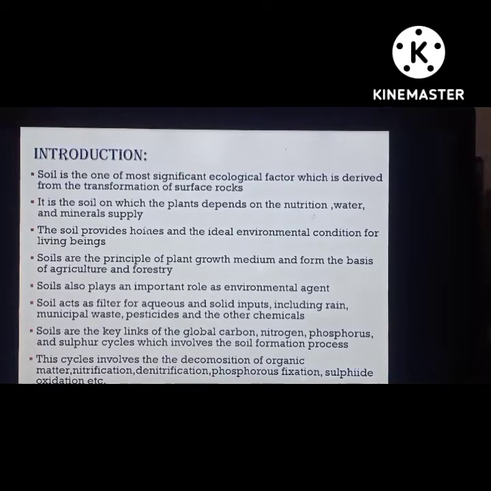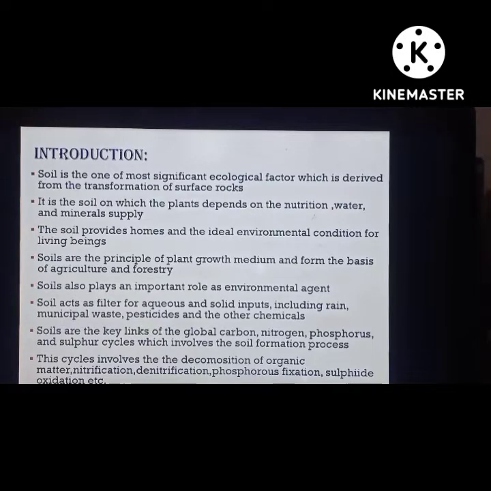Soils play an important role as an environmental agent. Soil acts as a filter for aqueous and solid inputs, including rain, municipal waste, pesticides, and other chemicals. Soils are the key links of the global carbon, nitrogen, phosphorus, and sulfur cycles, which involve the soil formation process. These cycles involve the decomposition of organic matter, nitrification, denitrification, phosphorus fixation, sulfide oxidation, etc.